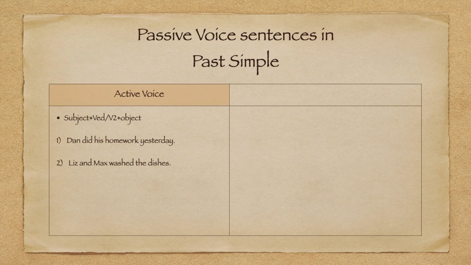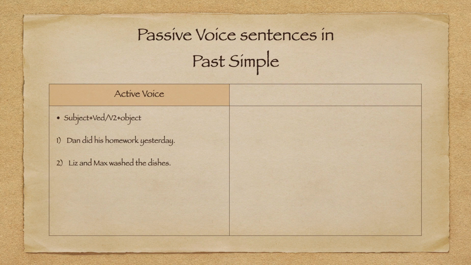We have our active voice, the same structure, but pay attention. We have subject plus verb plus ed, or verb two. What does it mean? This is the second column if the verb is irregular. And after that, we have our object. Number 1, Dan did his homework yesterday. Number 2, Liz and Max washed the dishes.